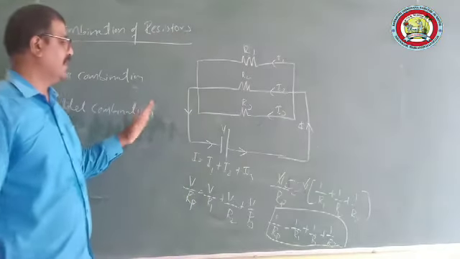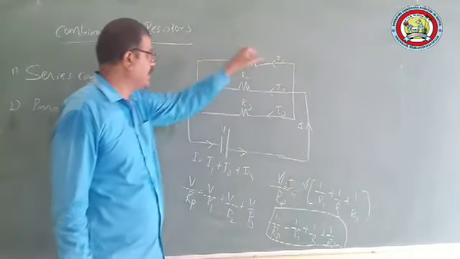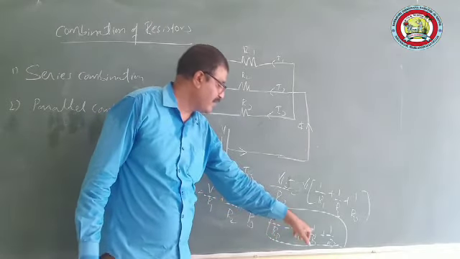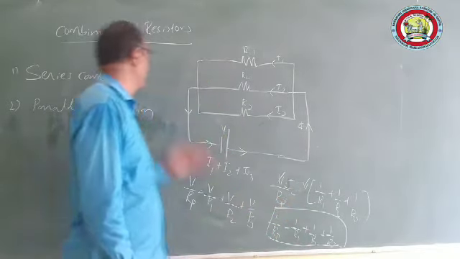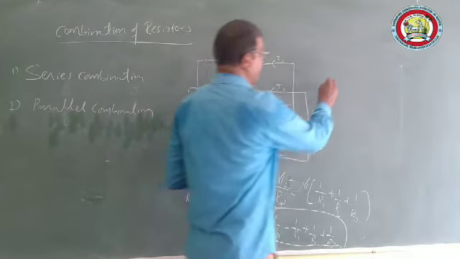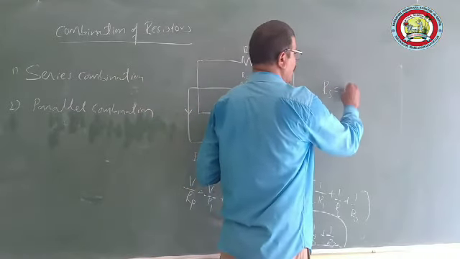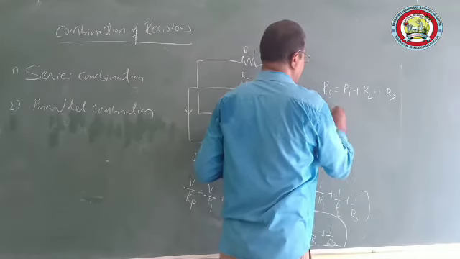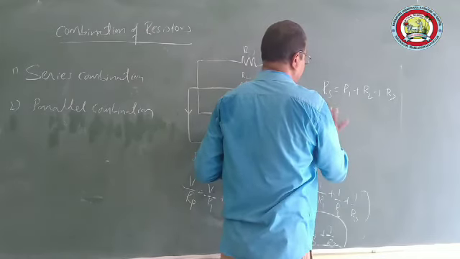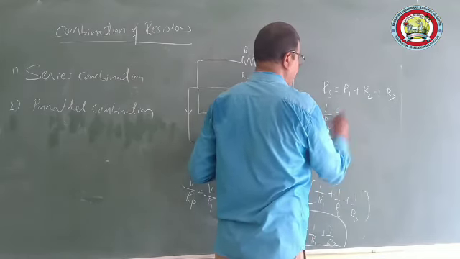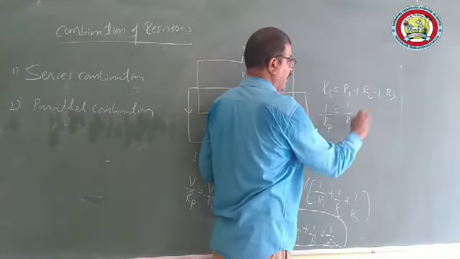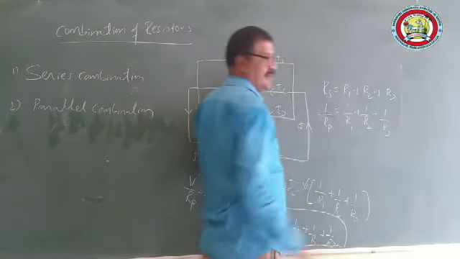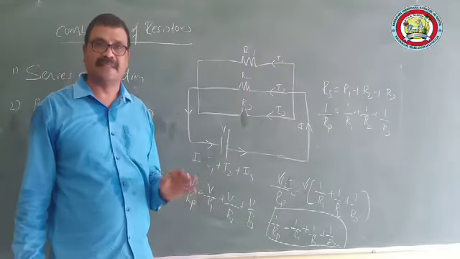So this is the equation. This is the effective resistance for the parallel combination, that is 1 by Rp is equal to 1 by R1 plus 1 by R2 plus 1 by R3. Now for series, what we got? For series we got Rs is equal to R1 plus R2 plus R3. And for the parallel combination, 1 by Rp is equal to 1 by R1 plus 1 by R2 plus 1 by R3. So this is the combination of resistors.